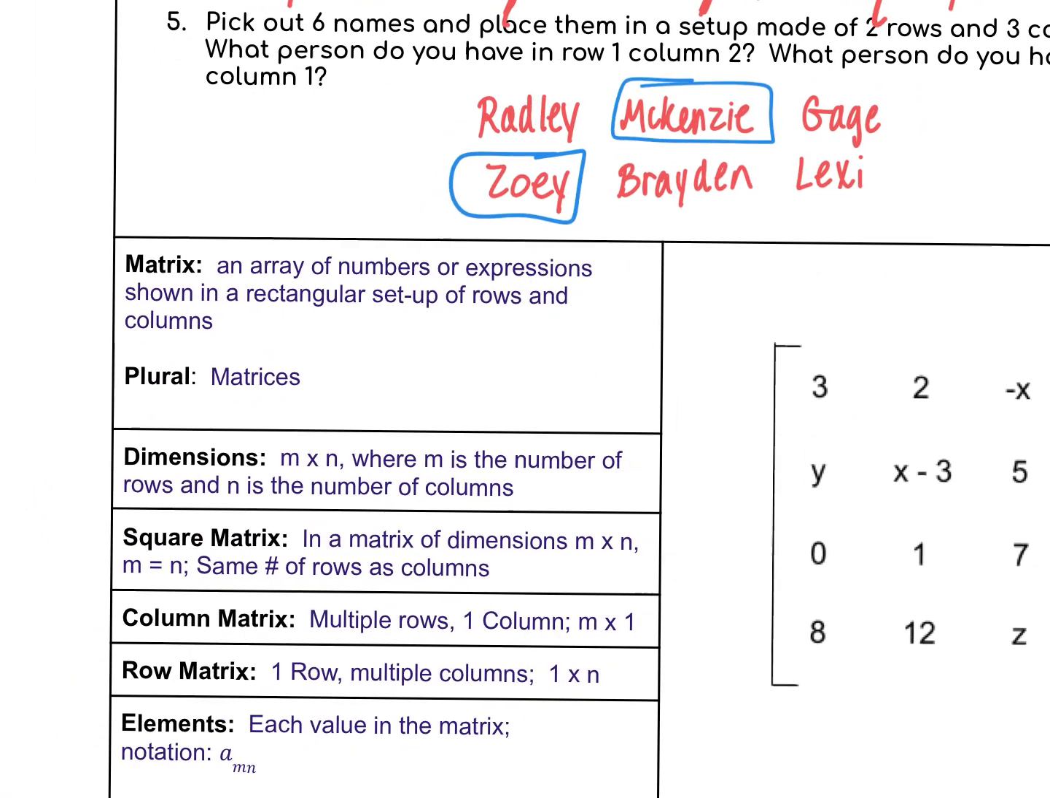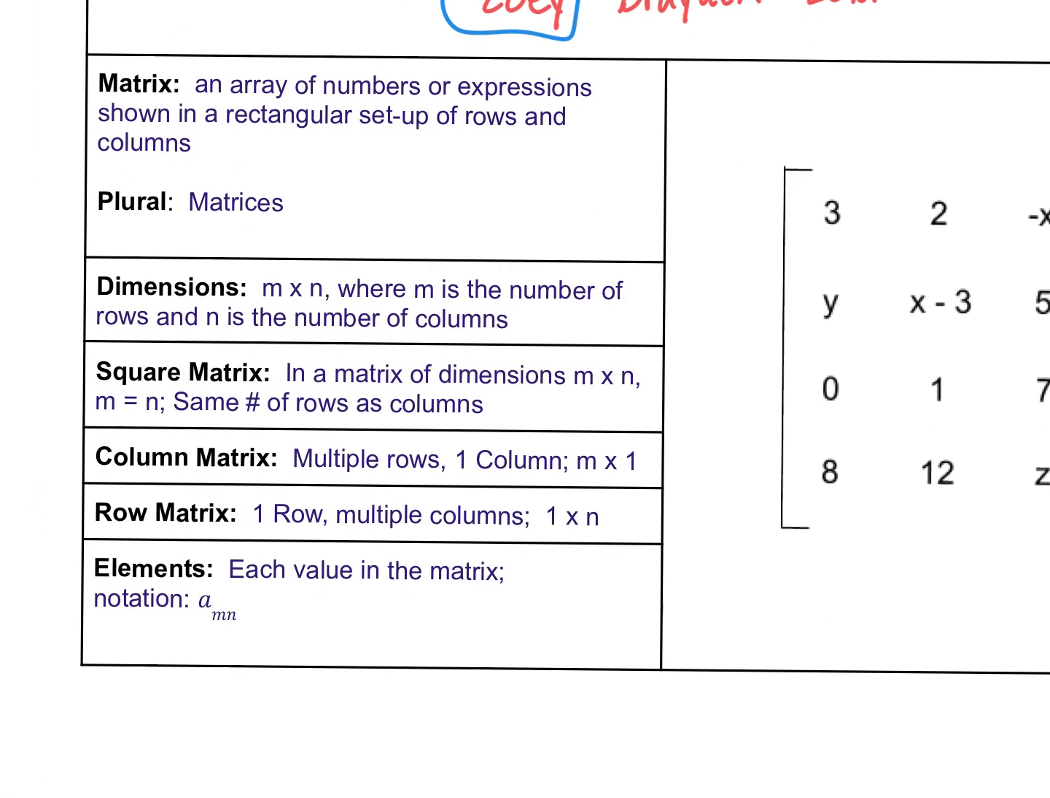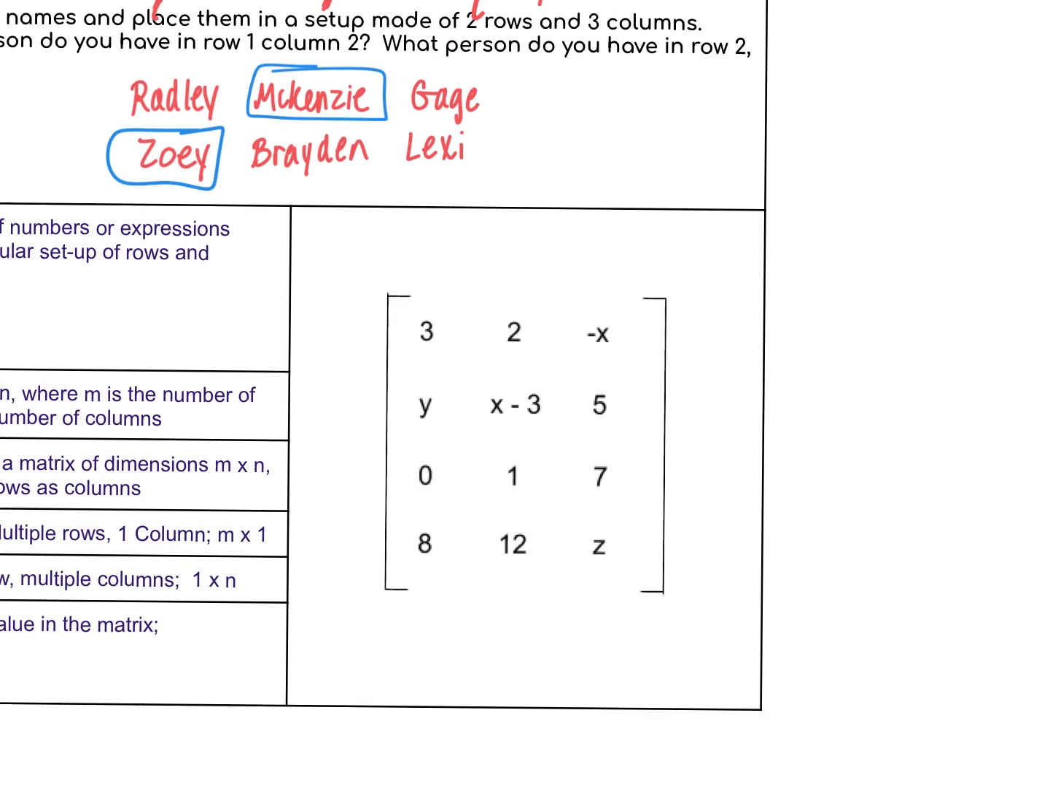Okay. This leads us into what this next unit is about, what we call matrices, or a matrix for the singular form. What a matrix is, it's an array of numbers or expressions or variables shown in a rectangular setup of rows by columns. So that is something I want you to write up here.